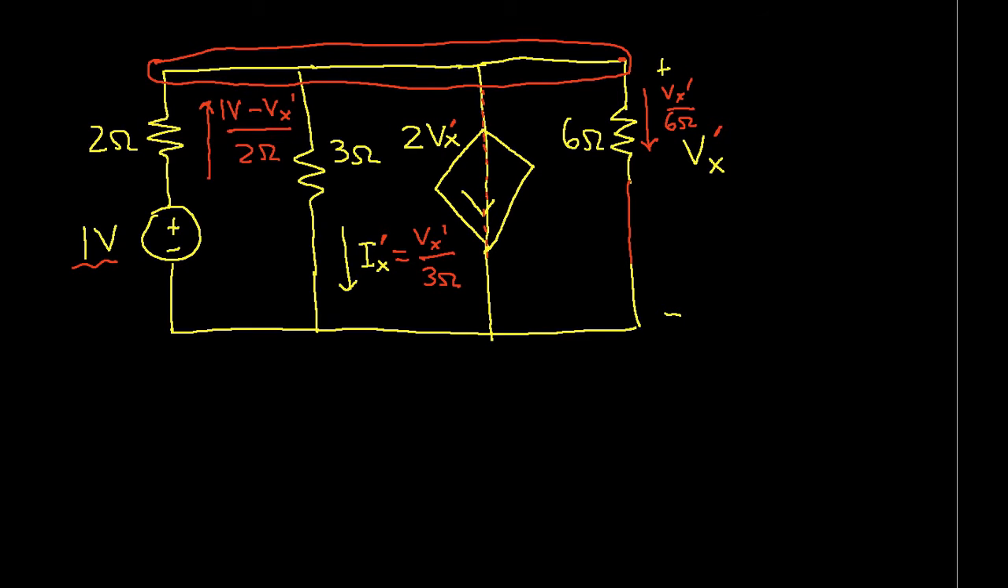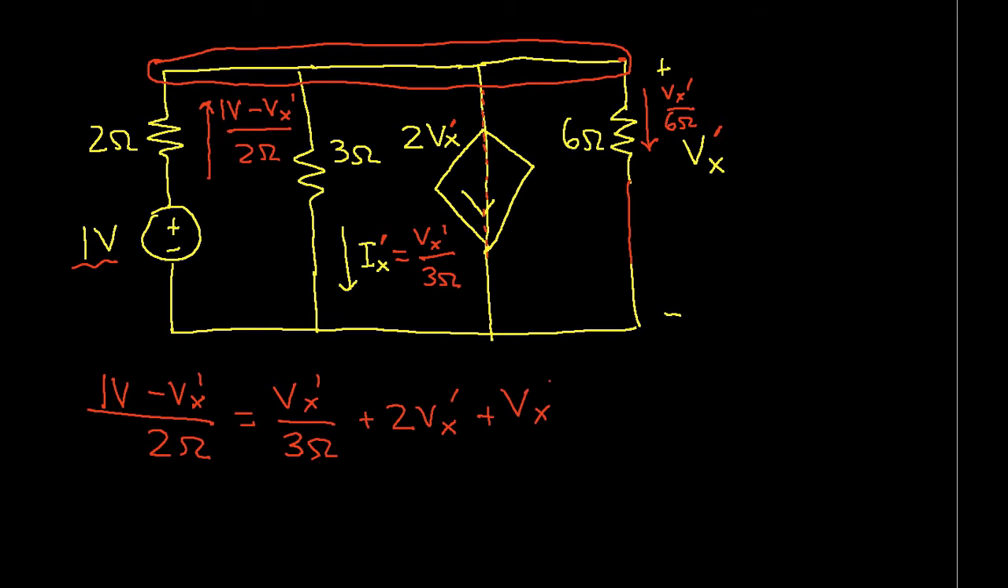So we know the currents. We can now use Kirchhoff's current law to say that the sum of currents entering the node is equal to the sum of the currents leaving the node. So we have 1 volt minus Vx prime over 2 ohms is equal to Vx prime over 3 ohms plus 2 Vx prime plus Vx prime over 6 ohms.